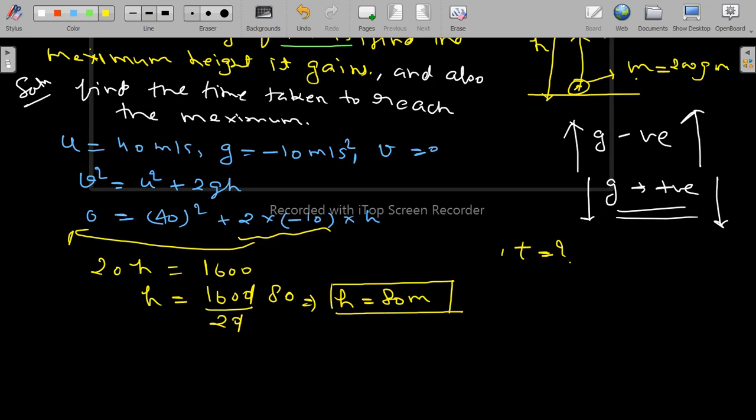Have you calculated the time? In order to calculate the time, you can use the first equation, which is v is equal to u plus g t. When you use this first equation of motion, v is 0 and u is 40.